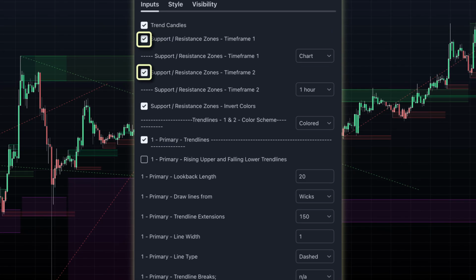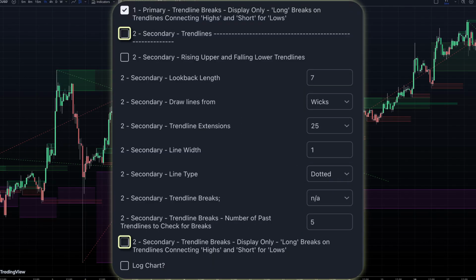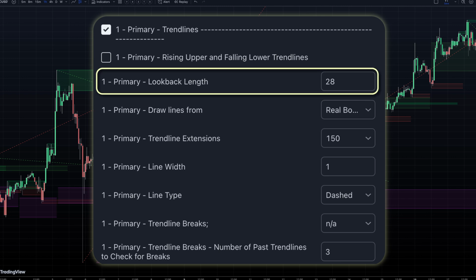Enable support and resistance zones for both timeframes. You can optionally enable trend candles for visual color confirmation. Disable secondary trend lines to keep our chart clean and clear. Set draw lines to real bodies. For the look-back length period, while the default 20 usually works well, we'll use 28 for this setup.